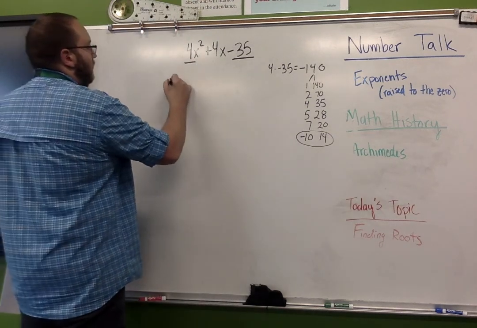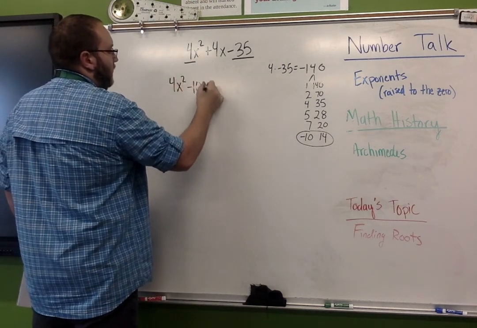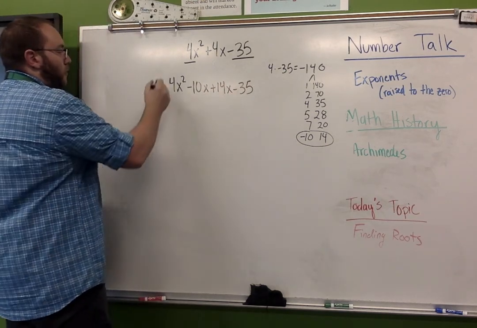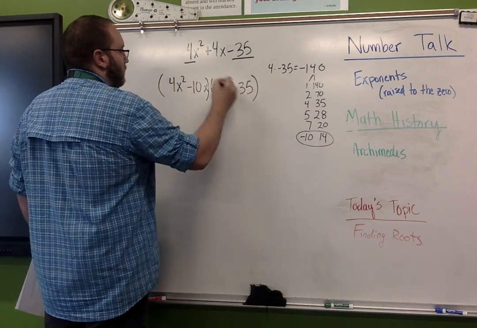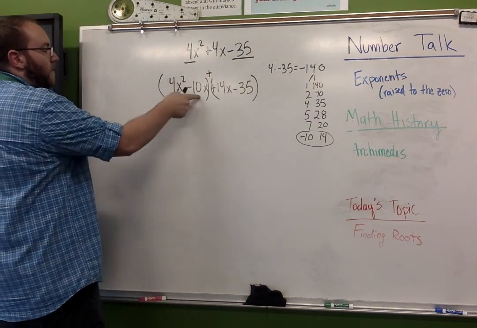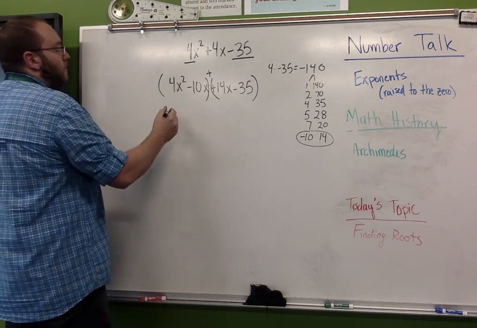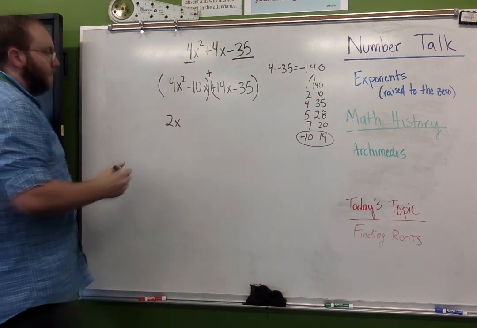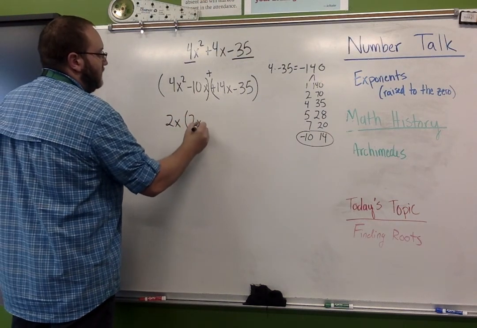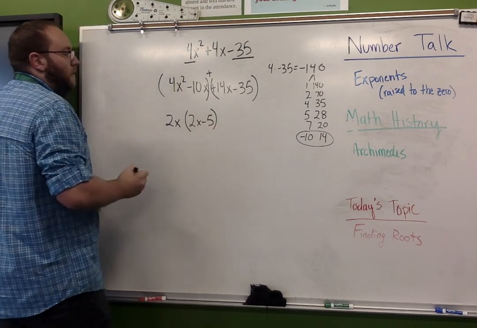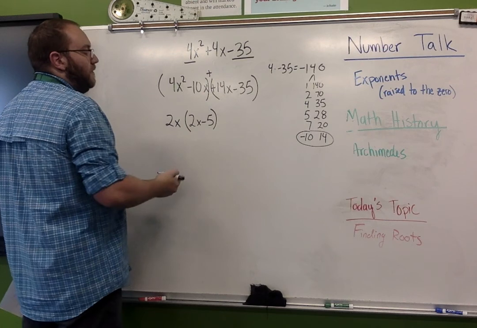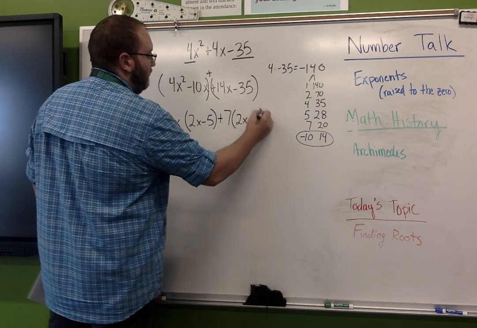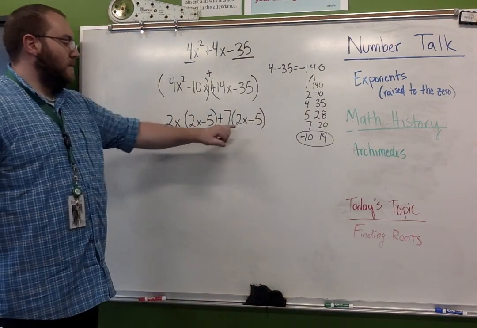I'm going to rewrite 4x squared minus 10x plus 14x minus 35. Group the first two and last two terms. Greatest common factor here. Now 4 and 10 are both divisible by 2, and they both have an x, so I can factor out a 2x. I'm left with 2x minus 5. Here, 14 and 35 are divisible by 7. 2x minus 5. We're doing something right because these are the same.